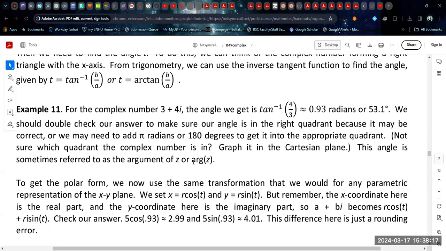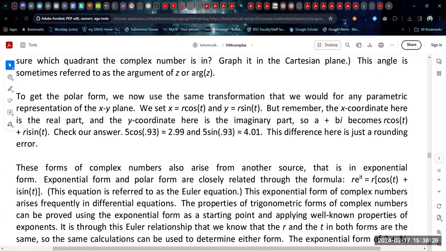Sometimes this angle is referred to as the argument of z. And so you'll see that notation in some cases. Now, to get polar form, we essentially use those same radius and trig function transformations, where we think of t as our theta value, our cosine t is x, and our sine t is y.